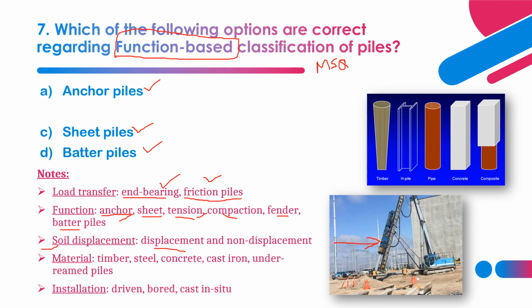In case of non-displacement, it means the pile is bored. In case of bored piles, displacement does not happen. And in case of material, we can classify those as timber, steel, concrete, cast iron, and rimmed piles. In timber, we can use bamboo or ebony. And in case of installation, we can say driven, bored, cast in situ driven, cast in situ bored. We can say like this.